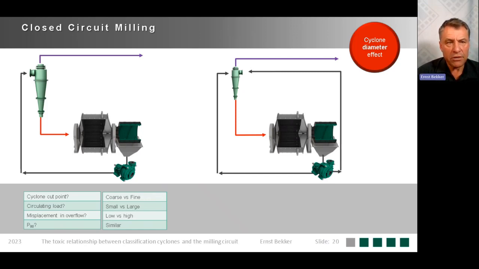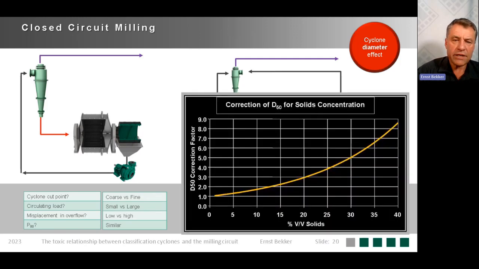On the large cyclone, because of the coarse cut point, it has removed material faster than what's entering into the circuit. So now we are starting to reduce the circulating load and we have to add water to maintain the level in the sump. And there the feed density starts to reduce. And that results in the larger diameter cyclone with the coarse cut point becoming finer.